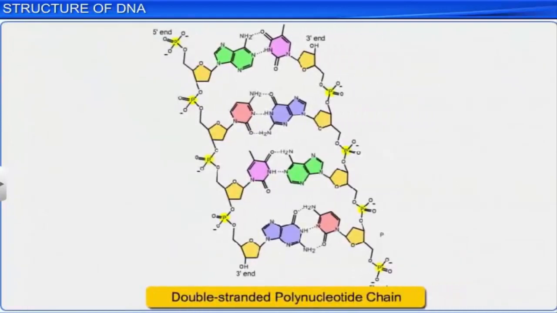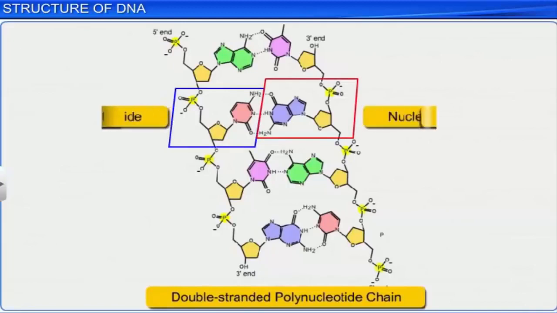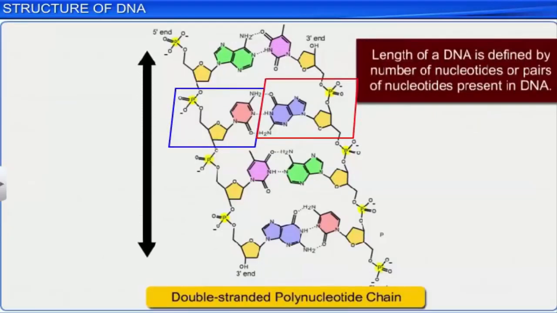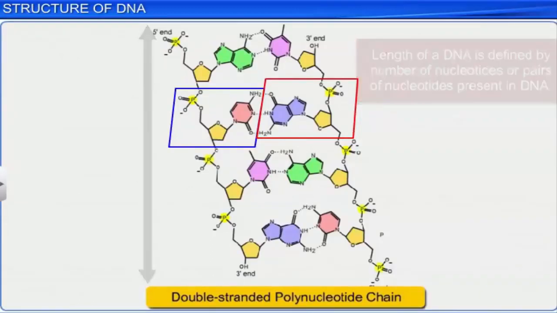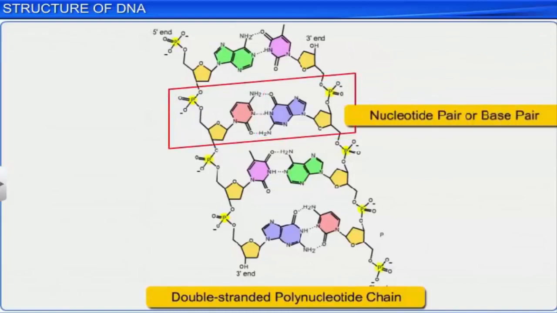Nucleic acids are made up of polynucleotide chains, which are formed by several nucleotides, or molecules that make up the structure of the DNA when bonded together. In fact, the length of a DNA is defined by the number of nucleotides or pairs of nucleotides present in the DNA. A pair of nucleotides is also known as a base pair.